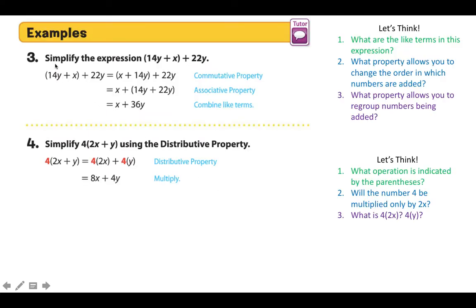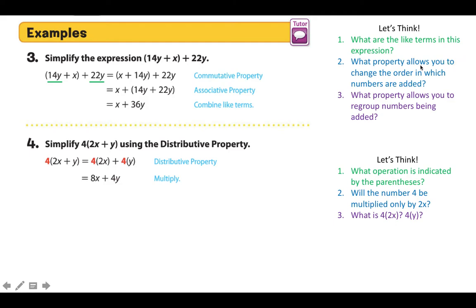Let's try some. In example 3, we're simplifying the expression, the quantity 14y plus x plus 22y. So let's think this through. What are the like terms in this expression? Our like terms are 14y and 22y. They're like terms because they both have a y attached to them.